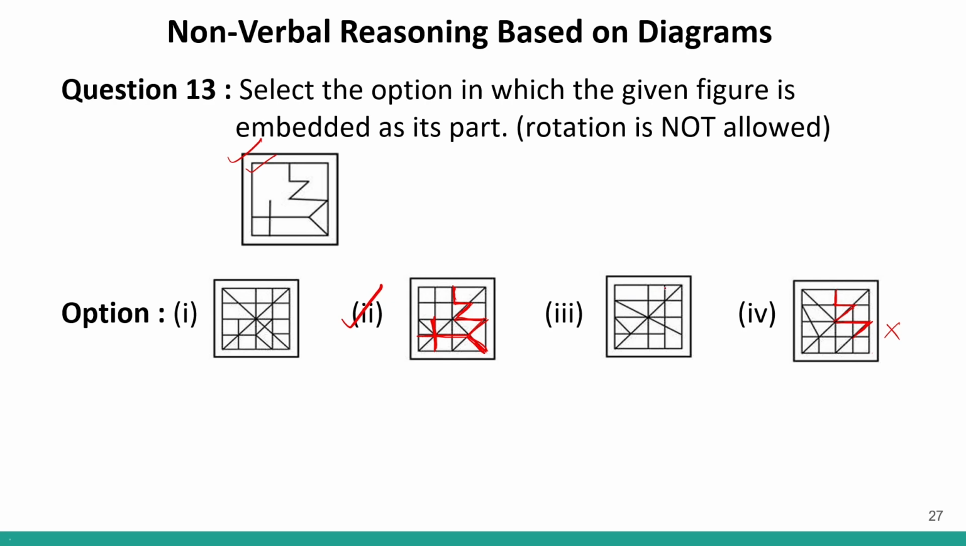If I check for option number 3, we have a line coming like this, like this, like this, but we don't have a line coming like this. So option number 3 is also eliminated because of it. And if I look at option number 1, we have a line like this, this, this, but then again we do not have a line coming like this. So option number 1 is also eliminated. So did you see? In options 3, 4 and 1, I could not complete the embedded image. Only in option number 2, I could complete the embedded image. So option number 2 will be the correct answer to this question.